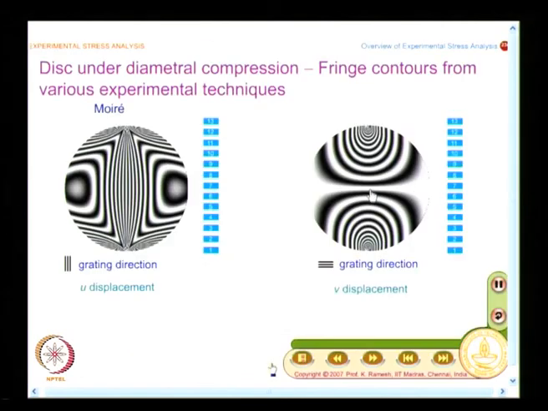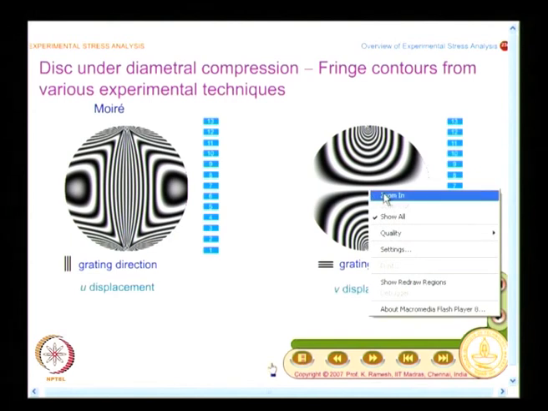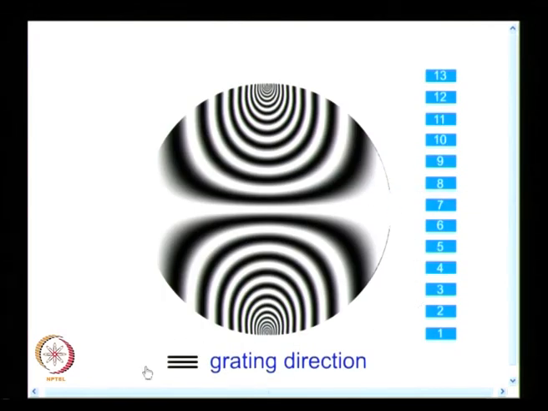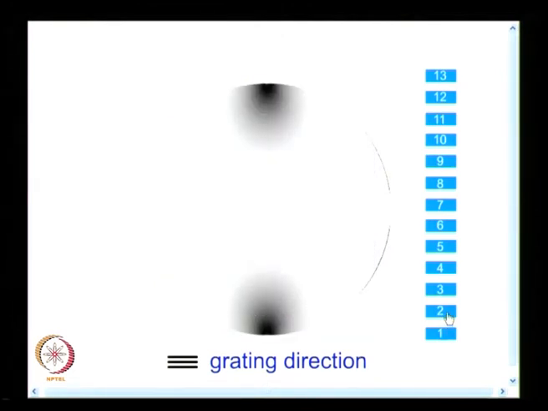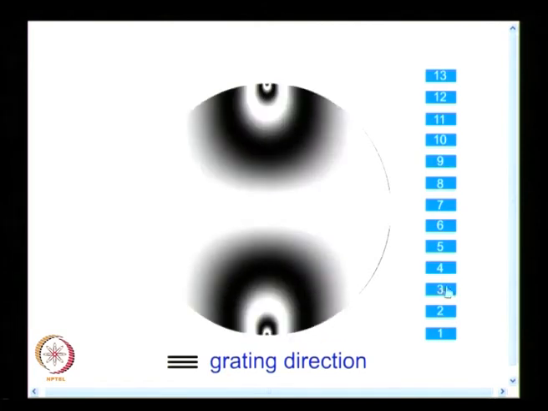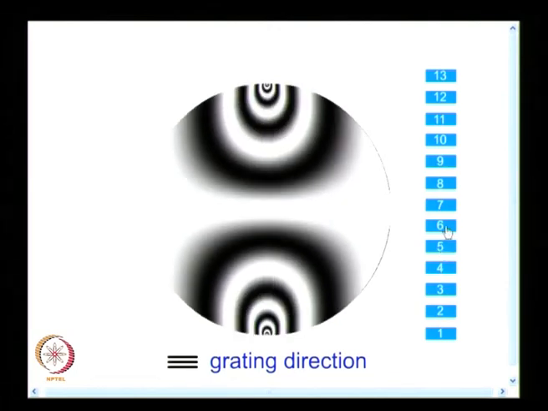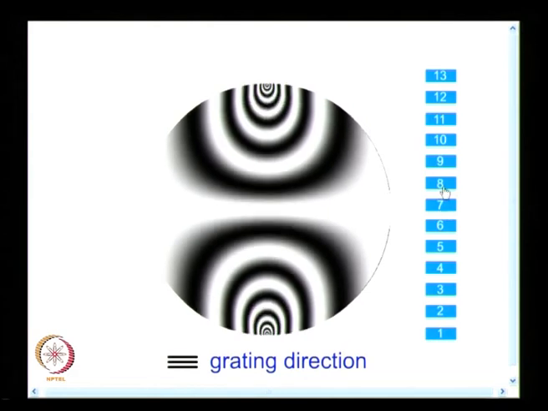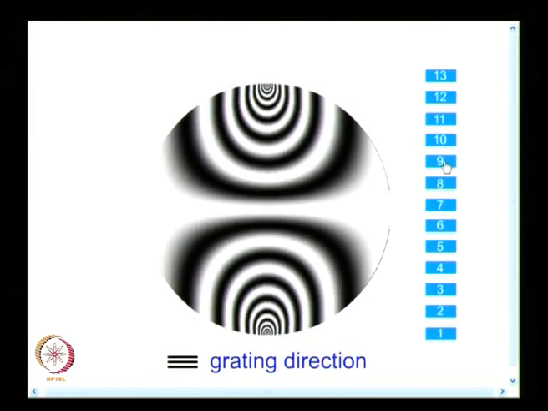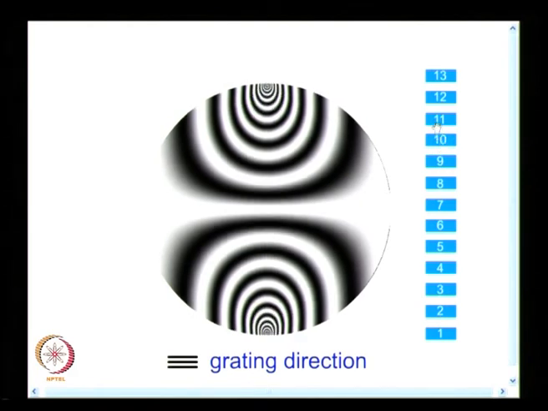And now similarly we will also see the v displacement, and this is what you have here. The grating direction is like this, and as I increase the load, I gradually go from this. You find this is the load application point, and all the fringes come from this, and you also find a very broad fringe. As you increase the load, the fringes move and occupy different positions. So, it is possible for you to label them appropriately.